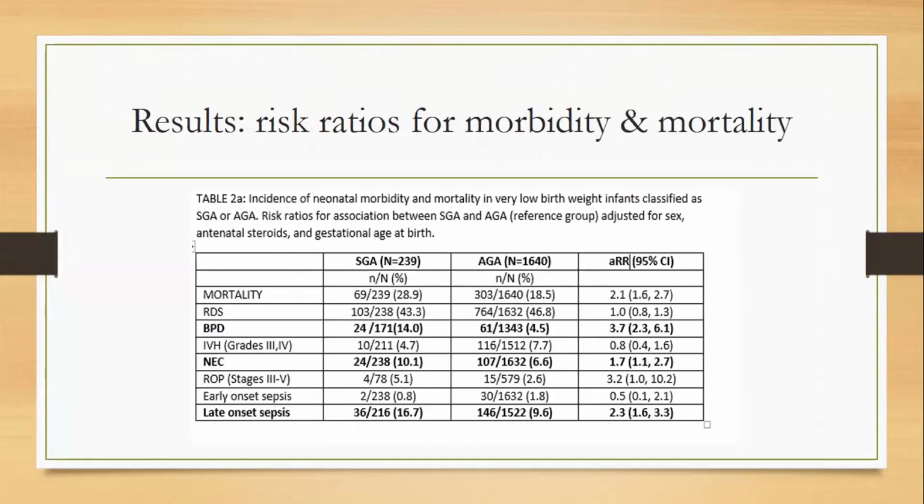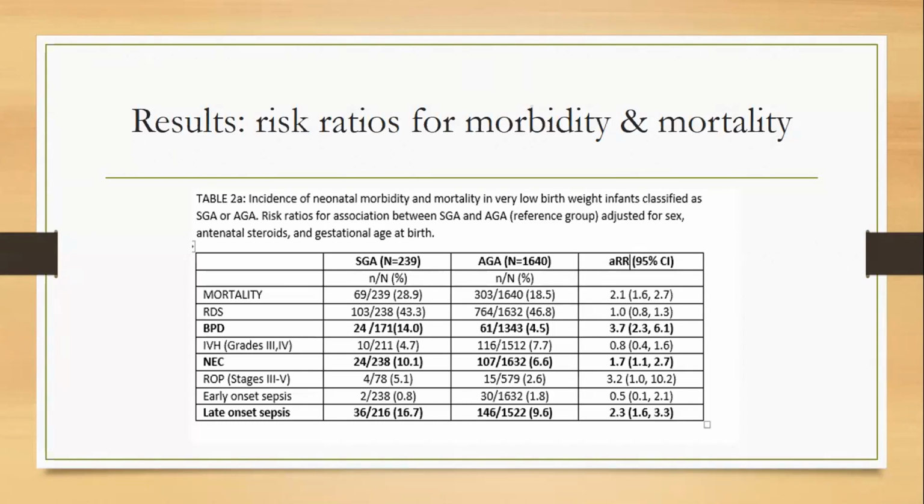Then the results, these are risk ratios for morbidity and mortality. So what we found is that the overall mortality in this study cohort was about 19.7%. So about 20% of the infants in this cohort died. But we found that the mortality was much higher in the SGA group. In the SGA group, about 29% of the infants died, whereas in the appropriate for gestational age group, it was only 18.5%, and this was actually significant.